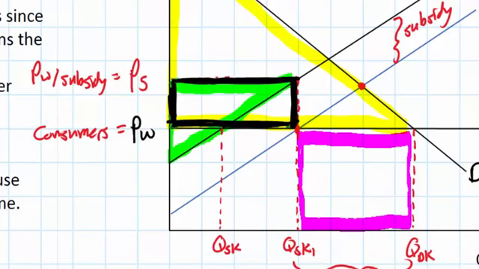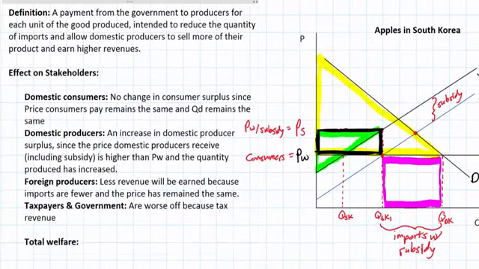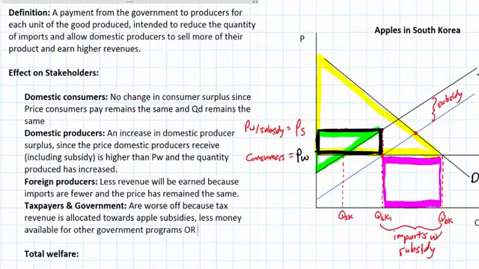So Korean taxpayers and the government are worse off because tax revenue is allocated towards apple subsidies. Now, what's the opportunity cost of subsidizing apple producers? This might mean less money available for other government programs, or it may mean higher taxes paid by Korean households.